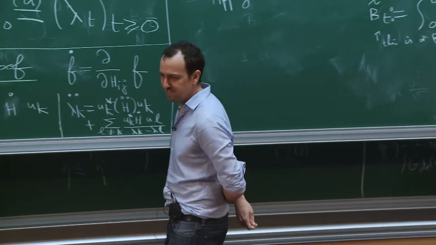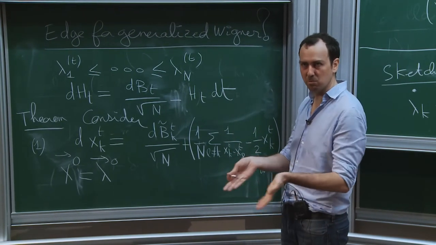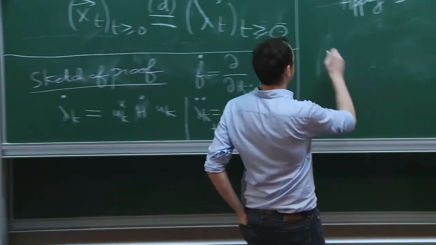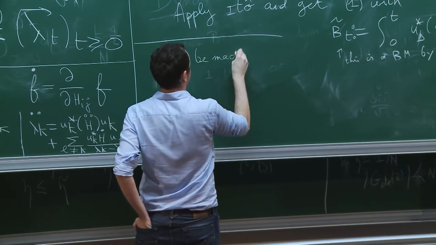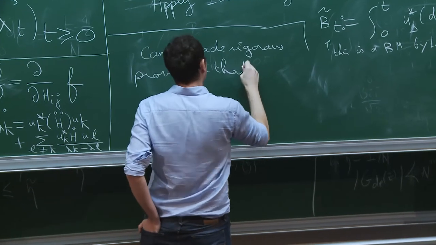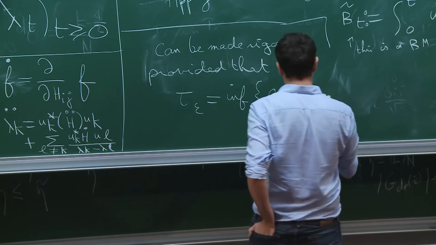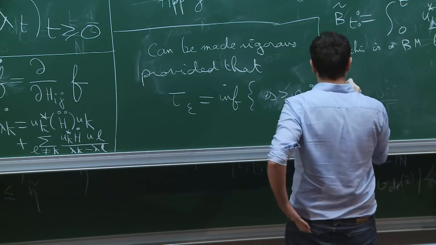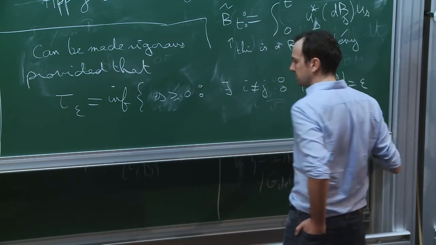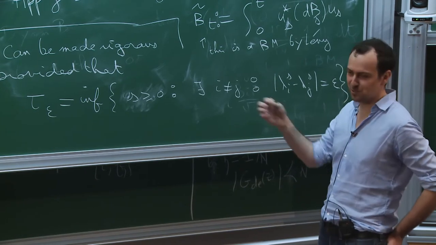Now, is this really legal, what we have done here? Not really, because you can only differentiate or apply Itô if you know you don't have multiplicities of eigenvalues. You want to be in a smooth domain. So you need something to justify that you will not have a collision of eigenvalues. This can be made rigorous provided that if I define tau epsilon as the first time that there exists i different from j with lambda_i(s) minus lambda_j(s) equal to epsilon, then as epsilon goes to zero, tau epsilon goes to infinity.